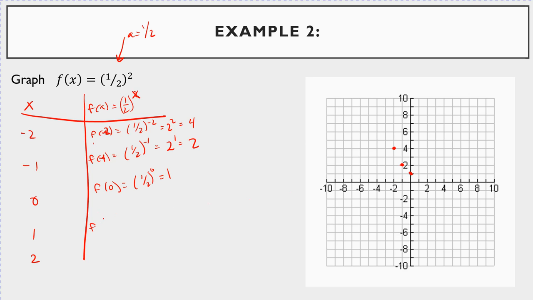And then look, f of 1, you get 1/2 to the first power, which is 1/2. So you get the point 1, 1/2. And then you can see it's just going to very, very quickly shoot down towards the asymptote of the x-axis. So you get the next point 2, 1/4.